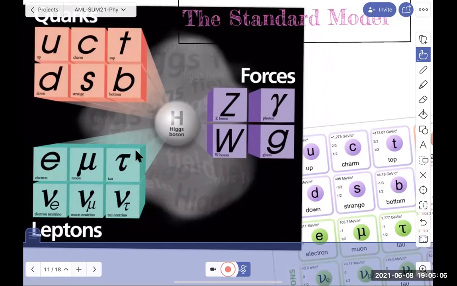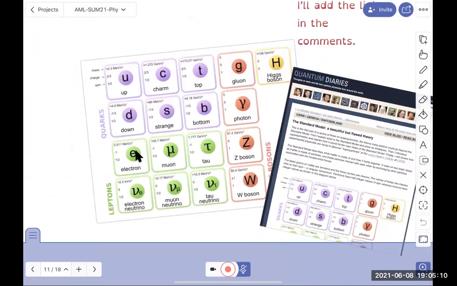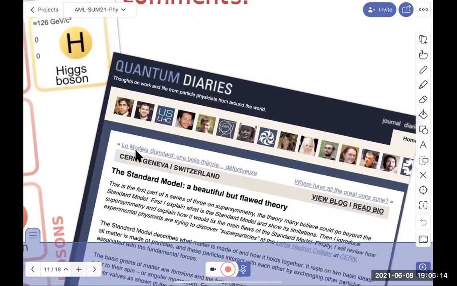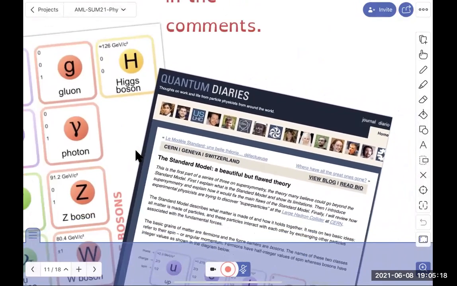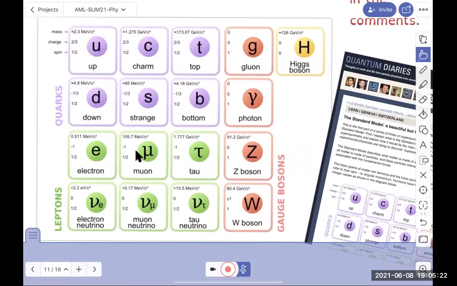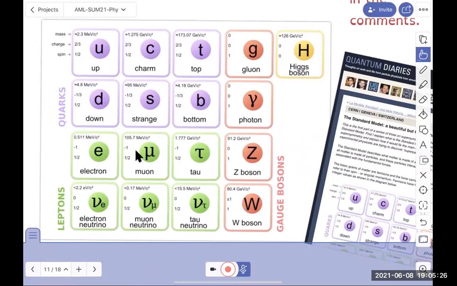Okay, so here's a little more detailed view of that, and I'll give you the reference. The reference to this is something called Quantum Diaries, and I would suggest that's a good look for you. And I'll put the link in the comments. So here is the same thing we just showed you, but with a little more detail, more like a periodic table, where it's giving the spins and the charge.